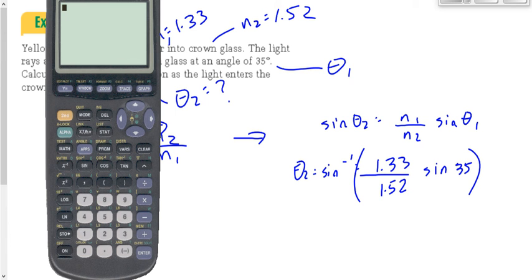Okay, let's calculate this and then we'll be done for the day, for the week. Say sine 35. Let's get that number inside there first. Multiply that by 1.33. Divide that by 1.52. Let's take the inverse sine of that. And we get 30 degrees.